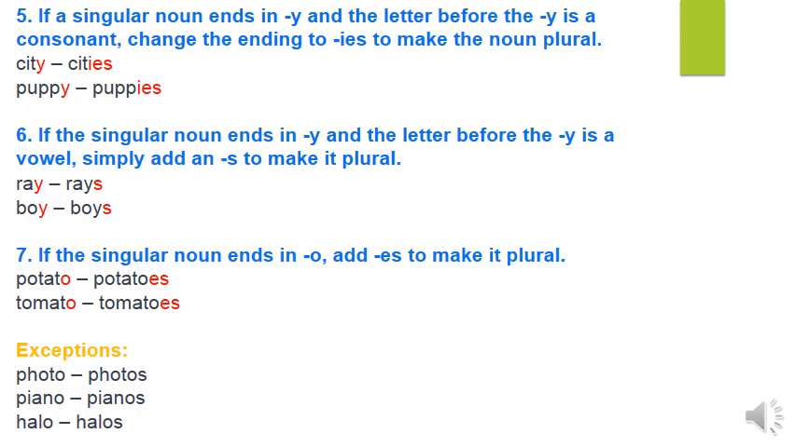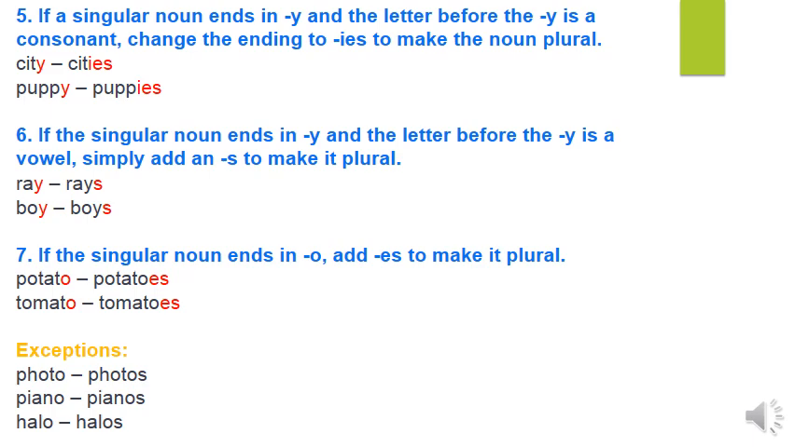Rule number 5 says singular nouns that end with y and the letter before the y is a consonant, you change the y into i and then you add es, like city, cities, puppy, puppies. As you can see here, the letter which is before the y is preceded by a consonant letter t. So we change the y into ies, and same as puppy. Y is preceded by p, which is a consonant letter. So we change the y into ies.